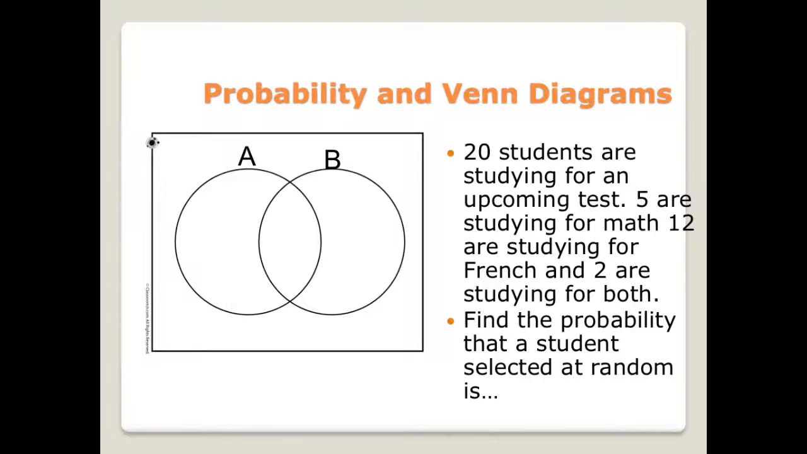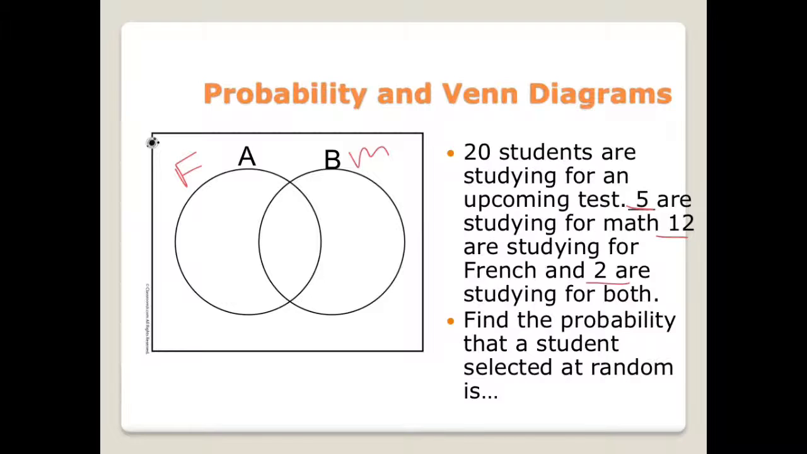We have 20 students that are studying for an upcoming test. 5 are studying for a math test, so we have 5 studying for a math test. And we have 12 that are studying for a French test. And we have 2 that are studying for both. So, we're going to start with the middle.